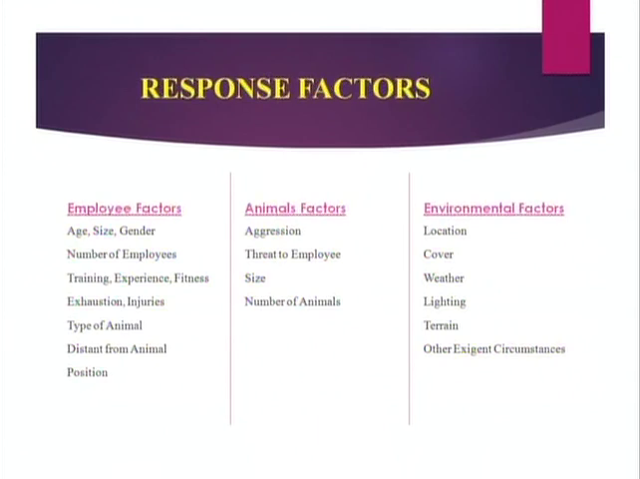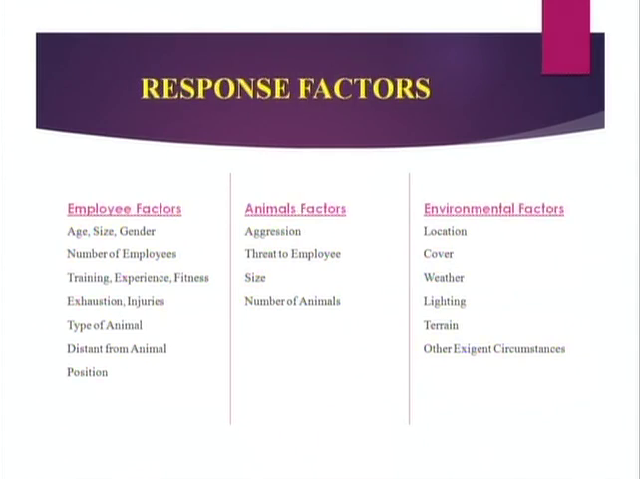Injuries, the type of animal. You know, it would be a big difference in the field if you're getting attacked by a pit bull compared to a Yorkie. That's a big difference in the type of animal. The distance from an animal, the position of an animal. Do you have an escape route? Do you have enough time to get in your vehicle to leave the scene to keep from deploying that ADS? Animal factors. Is that animal a threat to you? The aggression of the animal, the size of the animal, the number of animals.